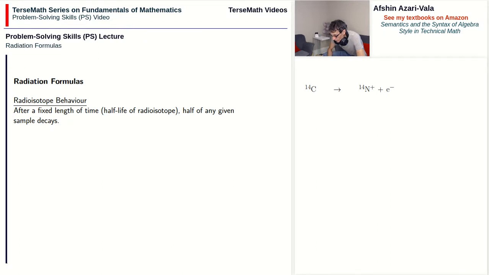Now, this behavior is going to lead us to the formula for radiation. With m0 being the initial mass that you start with, m being the final mass, and n being the number of half-lives passed, the formula will be m equals 1 over 2 to the power of n times m0. Let's see where the formula comes from.